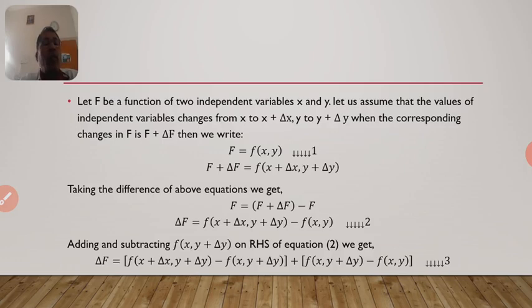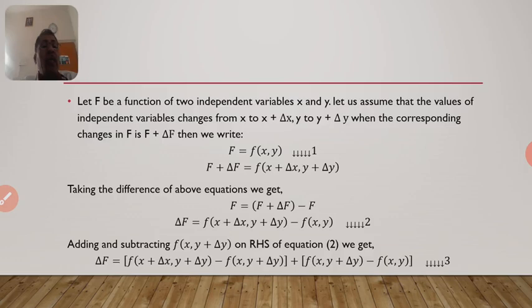Now, putting x changes to x plus delta x and y changes to y plus delta y, and f changes to f plus delta f. So, the above equation becomes f plus delta f equals f of x plus delta x, y plus delta y.